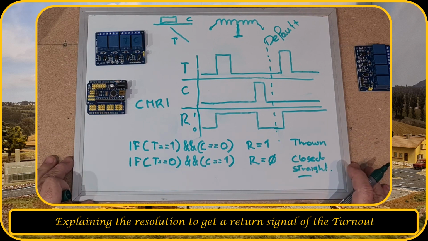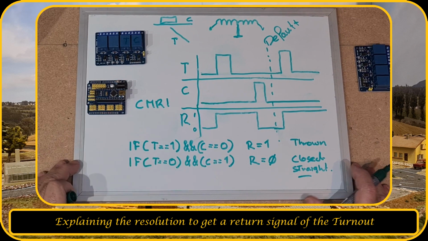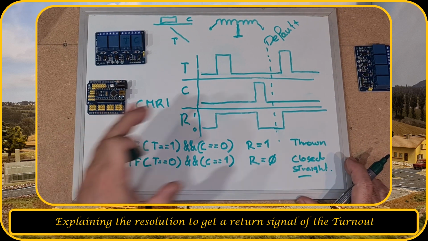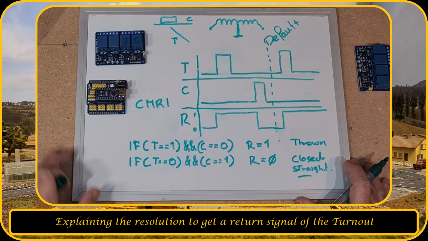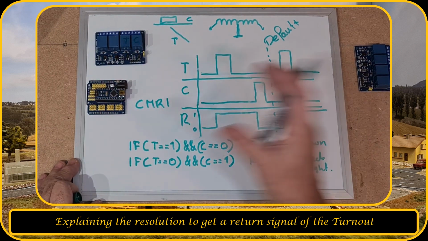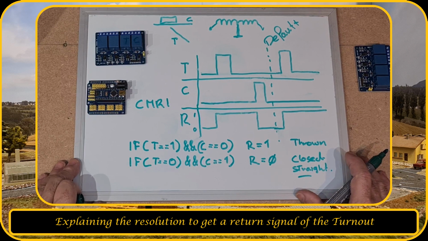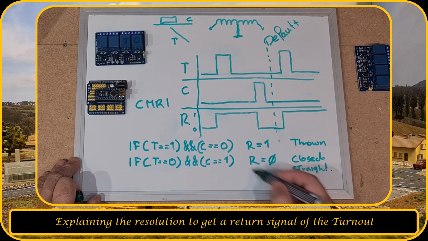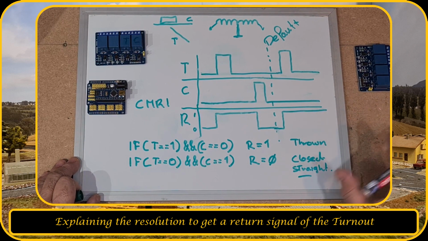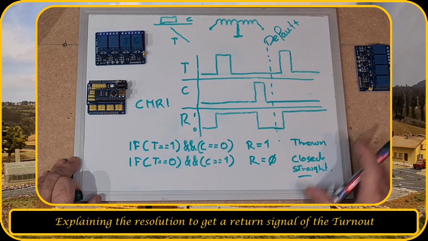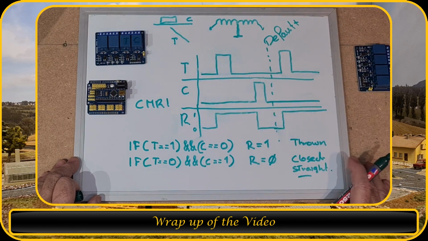So I hope you like this explanation on how I'm going to resolve that to get a return message from a snap switch connected to a turnout back to JMRI and also back to my control station, because that same signal will be sent to my control station which controls the power, so I know on which section I need to set the power.